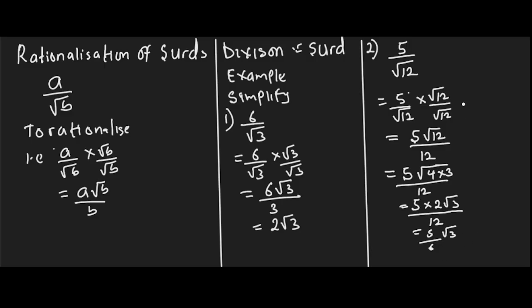Now if we have this kind of question, an objective question, and we stop here, most likely the answer is not going to be there because it is not in the simple form, since the question instruction is simplify. So since this is not in basic form, we ensure we put it in basic form. That's why we have 5 root 3 over 6.